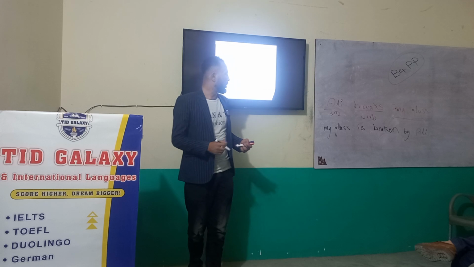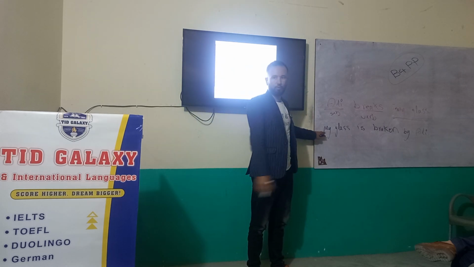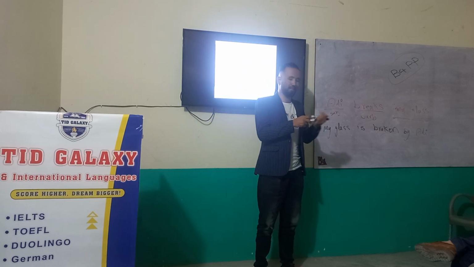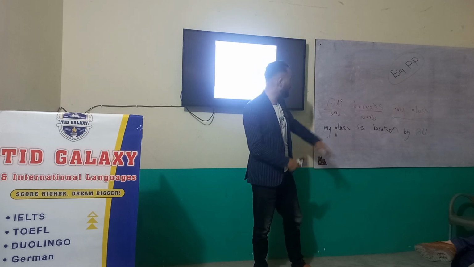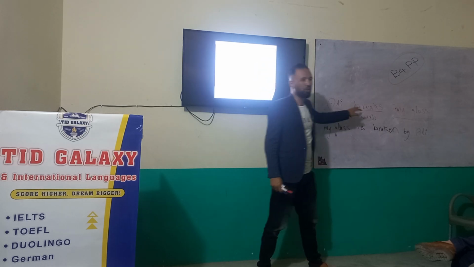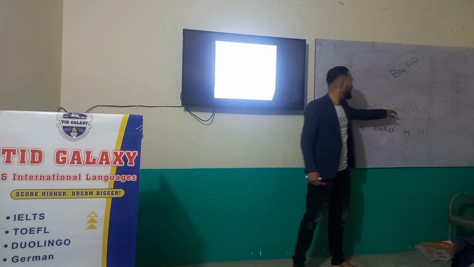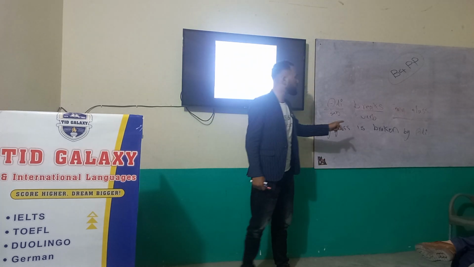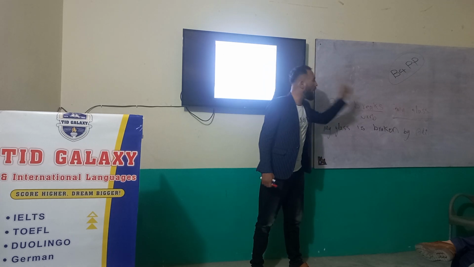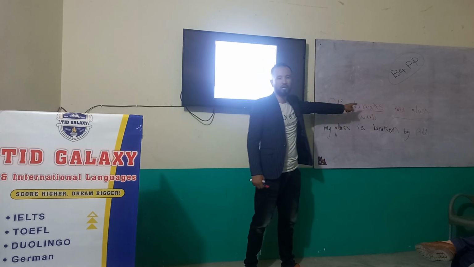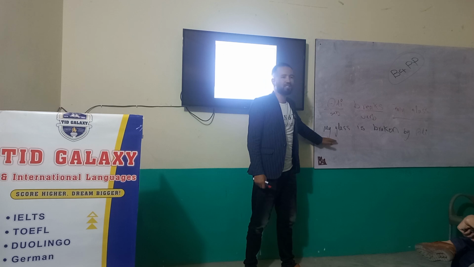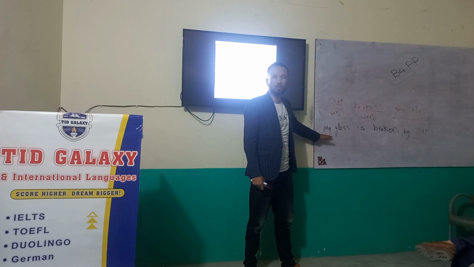Got it? So, the first rule, once again, let's review. The first rule for changing active voice into passive voice is to identify three things. Number one, you should identify the subject. Number two, you should identify the verb. Number three, you should identify your object. So, the second step, you should bring your object to the beginning of the sentence. What is your object? My glass. So this is the second rule. My glass is your object, and you should bring it to the beginning of the sentence.